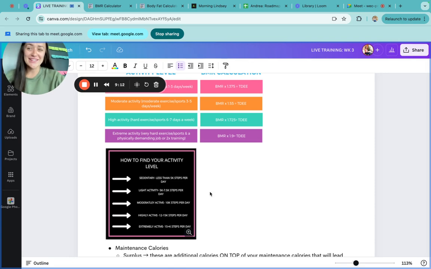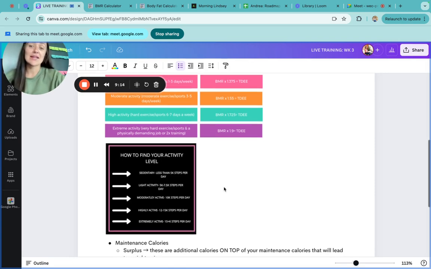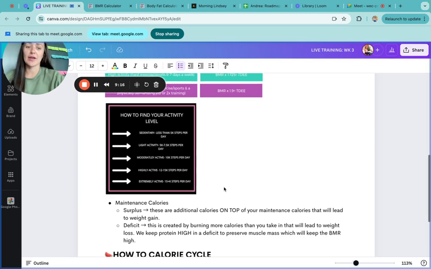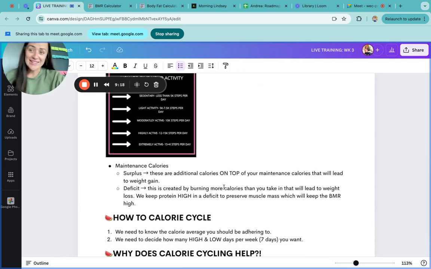So that's why everyone in this challenge has a step goal that is higher than 5K steps per day. So what the heck are maintenance calories? Maintenance calories are where you maintain your weight within 2 to 3 pound fluctuations throughout the week, okay?